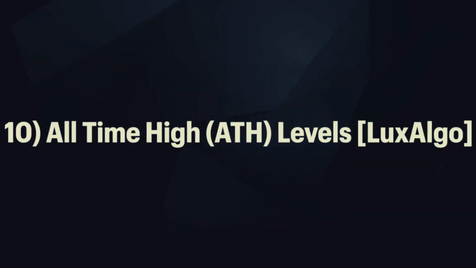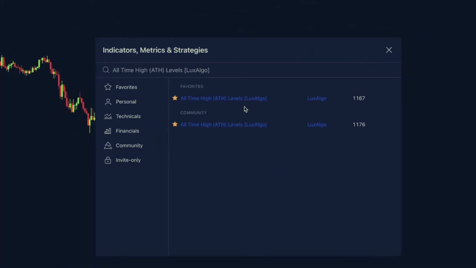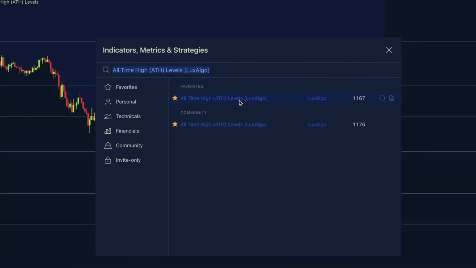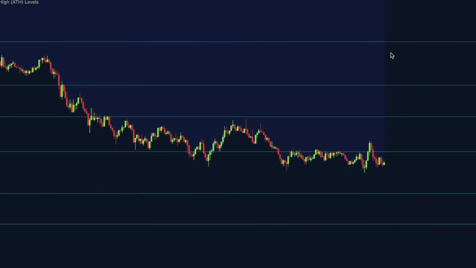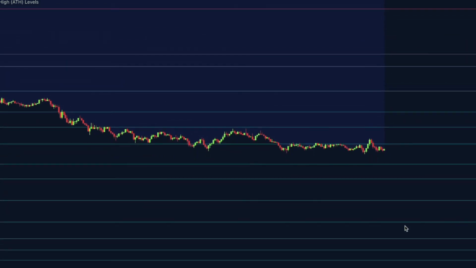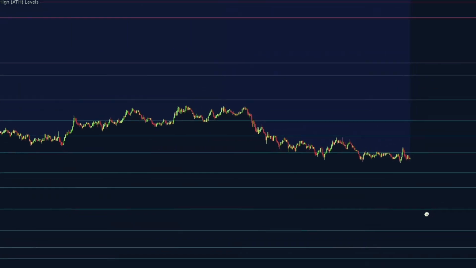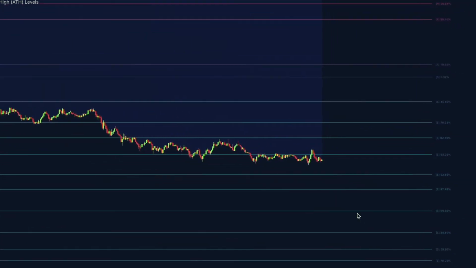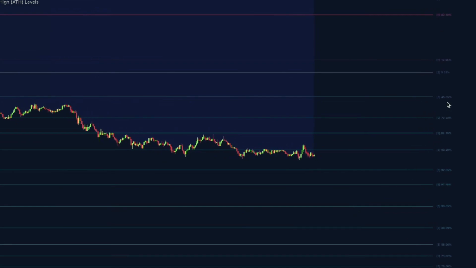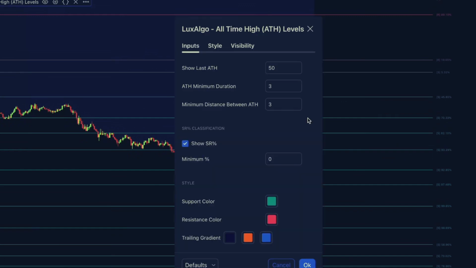On the 10th place, I put an indicator called All-Time High Levels by your favorite creator, Lux Algo. The All-Time High (ATH) Levels indicator displays a user-set amount of historical all-time high levels made on your chart, highlighting potential key price levels. Displayed levels can be filtered out based on their duration, as well as their relative distance from each other. This simple but effective indicator also evaluates the role a level might have as support or resistance using a percentage, classifying ATH levels as either support or resistance depending on the result.